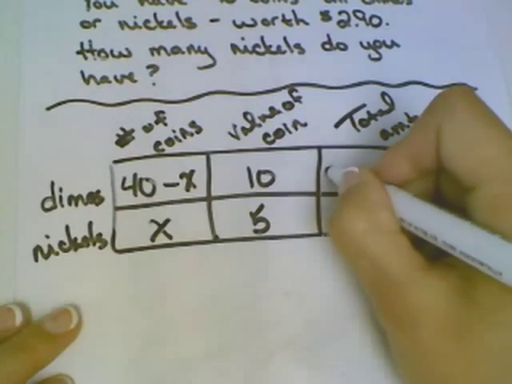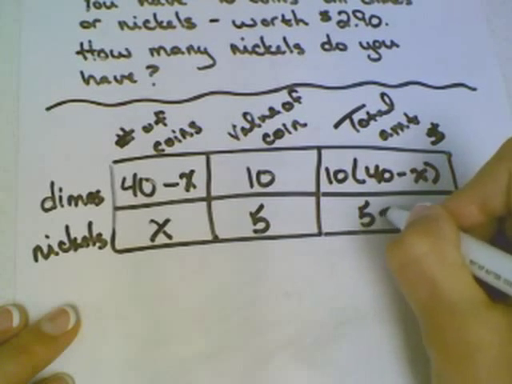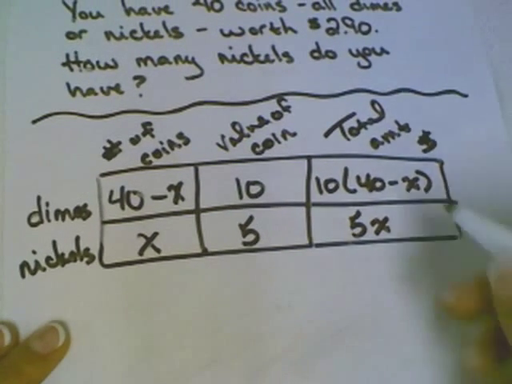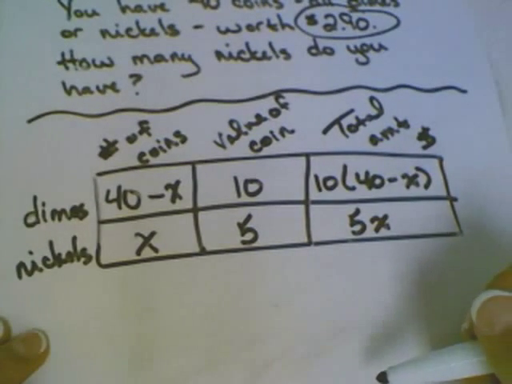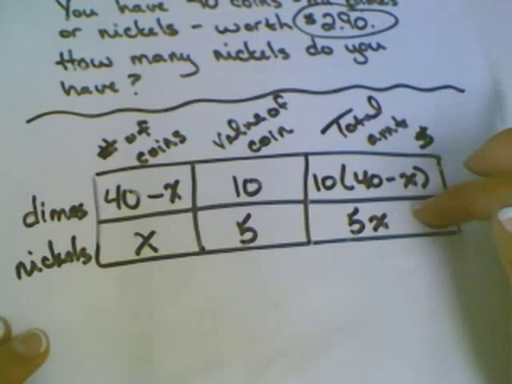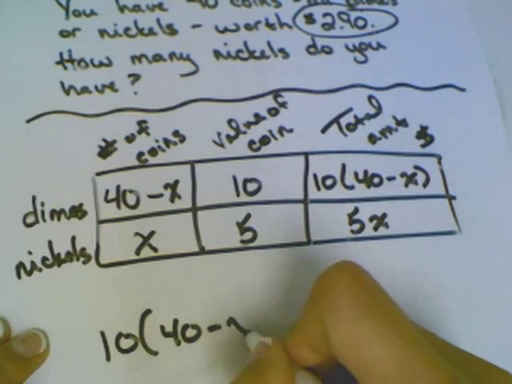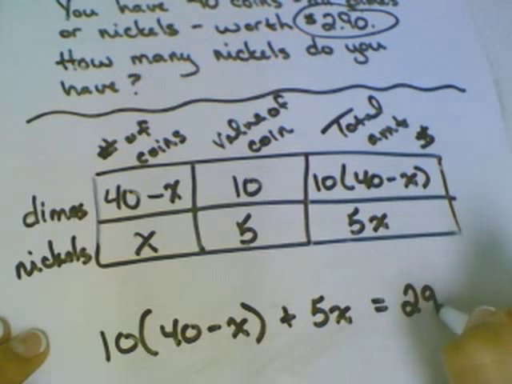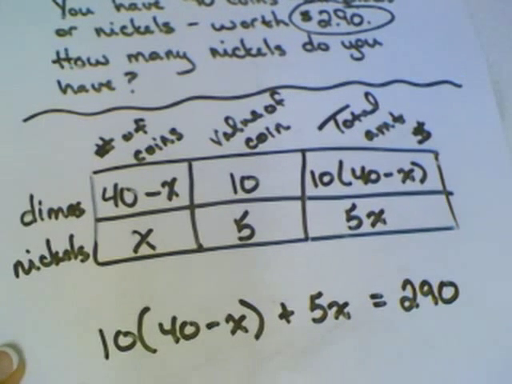Now I can multiply across the table. 10 times (40 minus x), and this is going to be 5x. What piece of information have I not used yet? Well, that's the fact that everything put together is worth $2.90. So I'm going to have the amount of money I have in dimes plus the amount of money I have in nickels equals $2.90. Notice again I wrote 290 as cents.